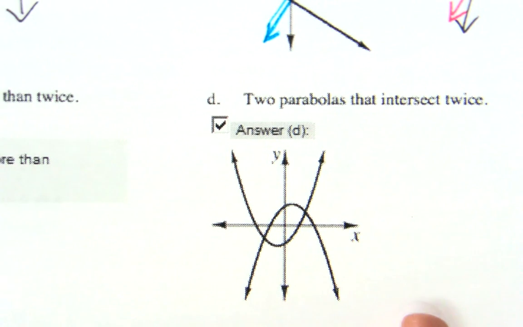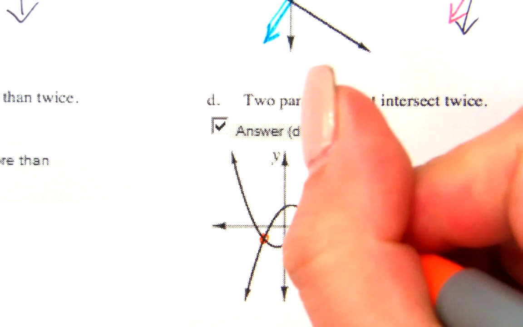Two parabolas that intersect twice. Okay, so there's that picture. One parabola is going up, one parabola is going down. Your intersection points are somewhere over here.